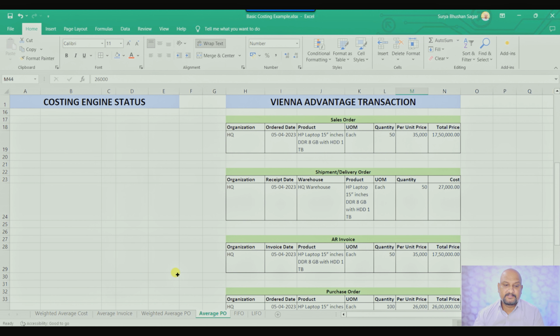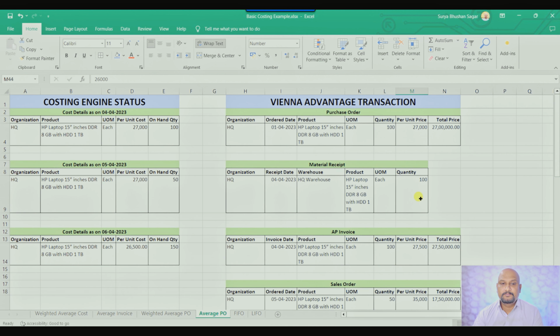That is the difference between weighted average PO and average PO. And a similar kind of difference exists between weighted average cost and average invoice. Between weighted average cost and weighted average PO, the difference is pretty simple. For weighted average PO, the prices are considered from the purchase order, while for weighted average cost, the prices are considered from the invoice, and so on for average invoice and average PO. So that's all in this particular video, and I hope you were able to learn how the system calculates the average PO.